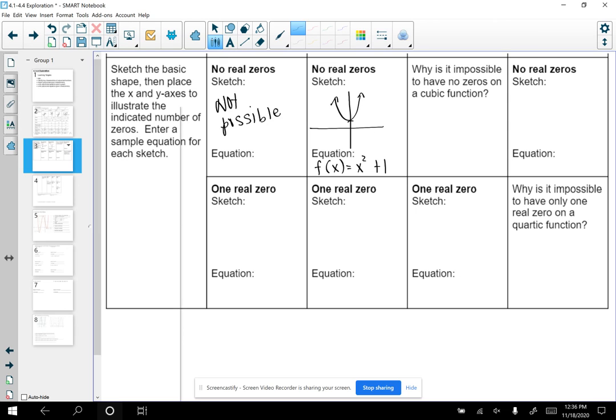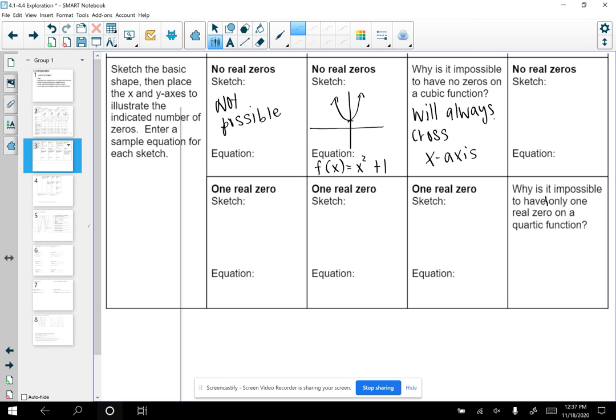Why is it impossible to have no zeros on a cubic function? For the same reason as on linear, it will always cross the x-axis. Its domain is negative infinity to infinity, so it's going to hit all y values.